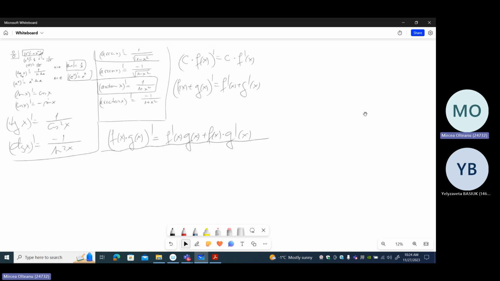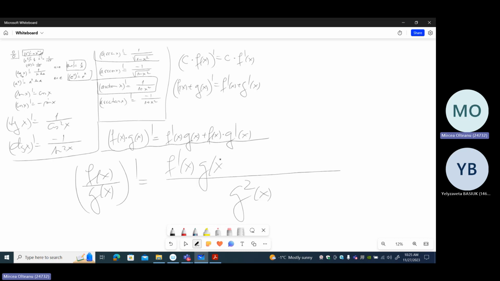And finally, the last formula we need is the ratio. If we have a ratio and we want to differentiate it, it is given by the following formula. The denominator is squared, and above we have the derivative of f times g minus f of x times the derivative of g. Okay. So these 4 formulas are applied to the previous functions.